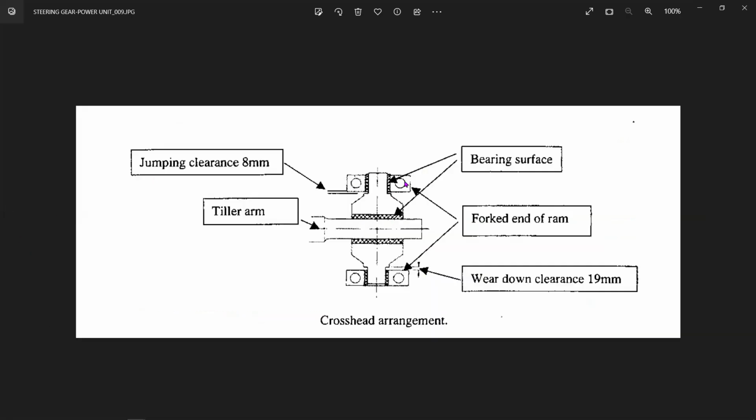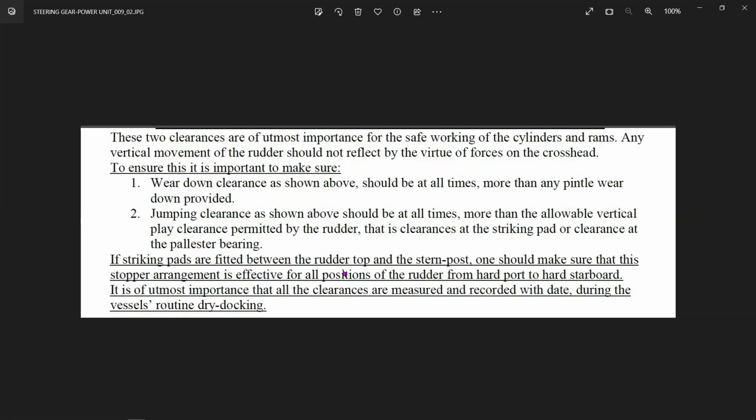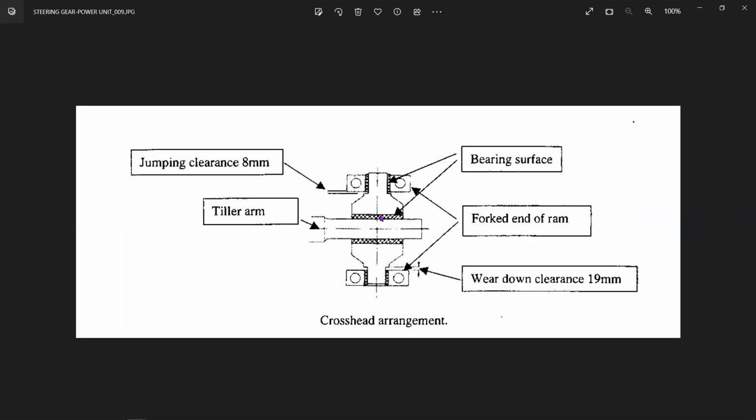Pallister bearing is this vertical bearing, they're calling it the pallister bearing. Now the striking pads are put in between the rudder and the stern port. One should make sure that the stopper arrangement is effective for all positions of the rudder, hard port and hard stopper. He's talking about the maximum angle this can go, the rudder stopper. Because again, there is some pad over there to prevent the maximum angle of the rudder to be absorbed. That means it will not allow the rudder to go and hit this thing.